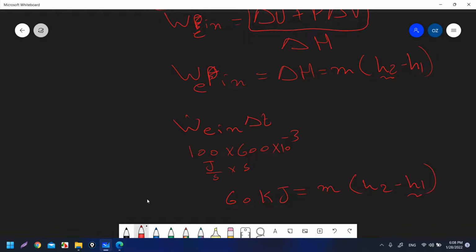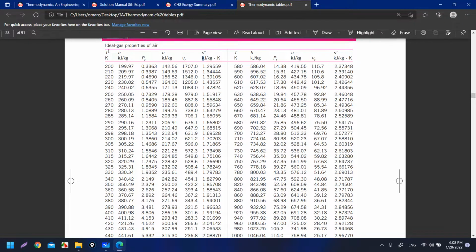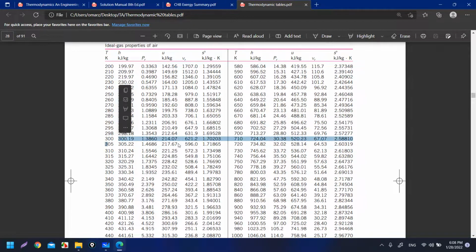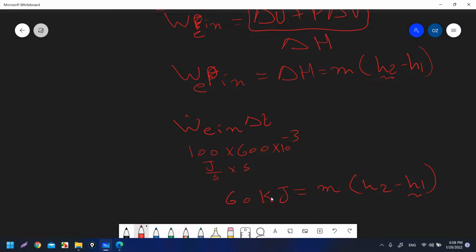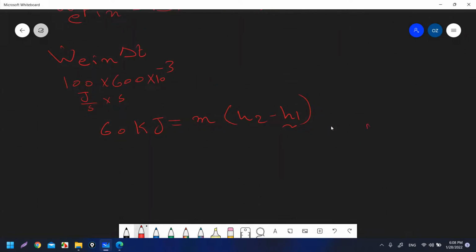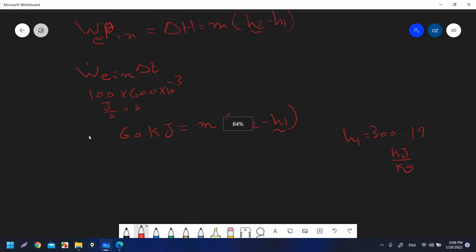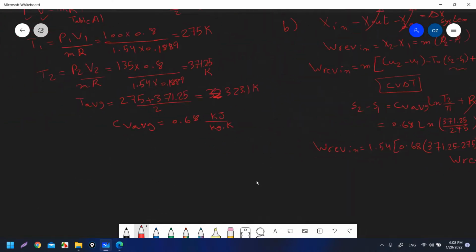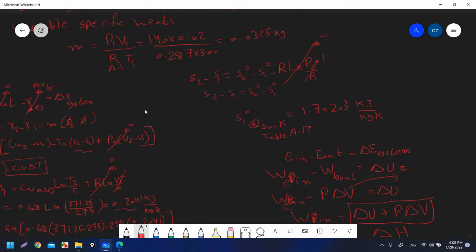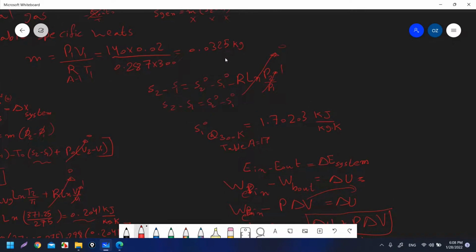H1 I can get from here at T1. I already have T1, it is 300 Kelvin. Like I got the S01, I can also get H1. It is 300.19. So I can say that H1 equals 300.19 kilojoule per kilogram. Okay, did I find the mass? I think I found the mass. Yes, we found it here, 0.0325 kilogram.